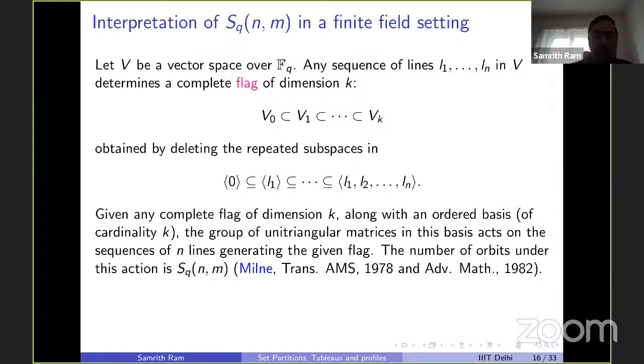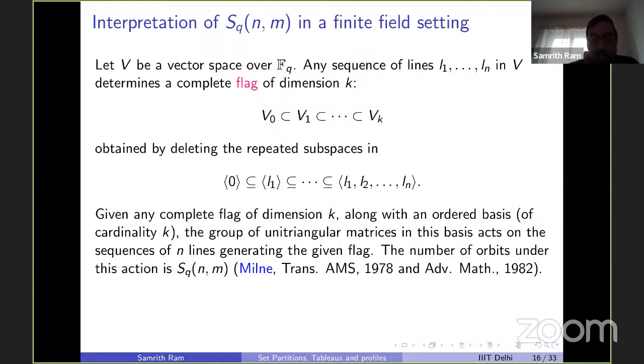So if you have a complete flag and you pick a basis, then the group of unitriangular matrices over that basis will act on these sequences of lines which generate the flag. And the number of orbits under that action is simply these q-Stirling numbers of the second kind.